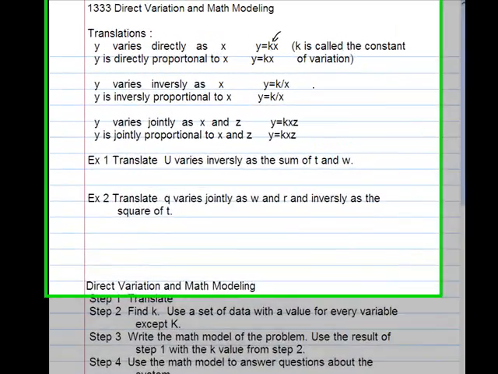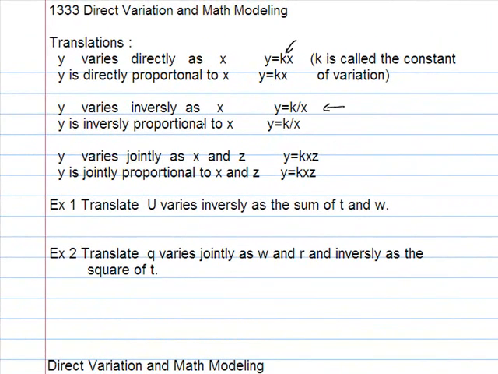So let's just see how to do a couple of translations with different variables. In example 1, we say translate u varies inversely as the sum of t and w. So we go to the inversely translation. That's this one. Y varies inversely as x translates to y equals k over x. So the x goes in the bottom. Here we're not varying inversely as x, we're varying inversely as a sum. So I would write y equals k over the sum. Now the sum of what? The sum of t and w. So that would be t plus w. And that would be the translation there.